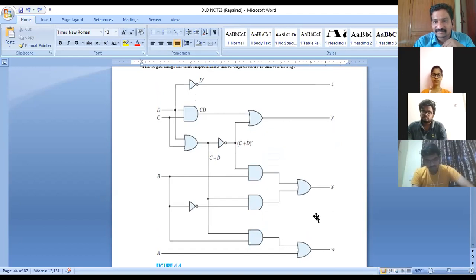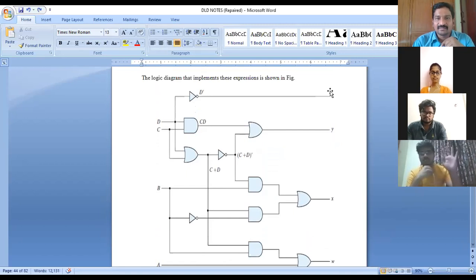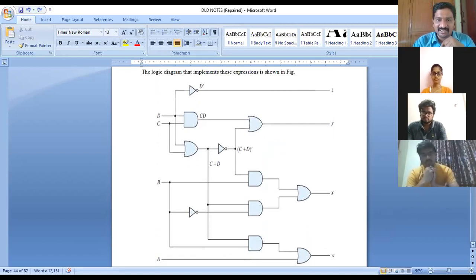Got it? Shall I repeat again? Any doubts? Okay. You might ask whether the circuit diagram will be exactly the same. No, you can draw W, X, Y, Z over here. Once you know the Boolean equations, it makes it very easy to construct the logical diagram, right? So this is the logical diagram.